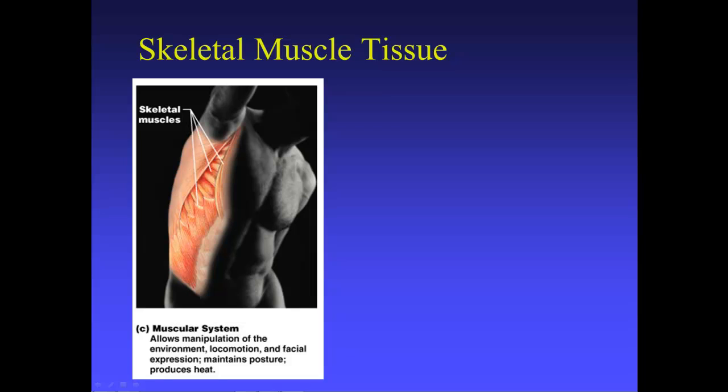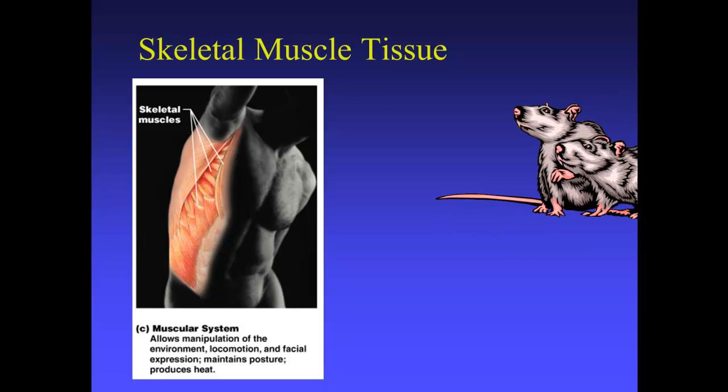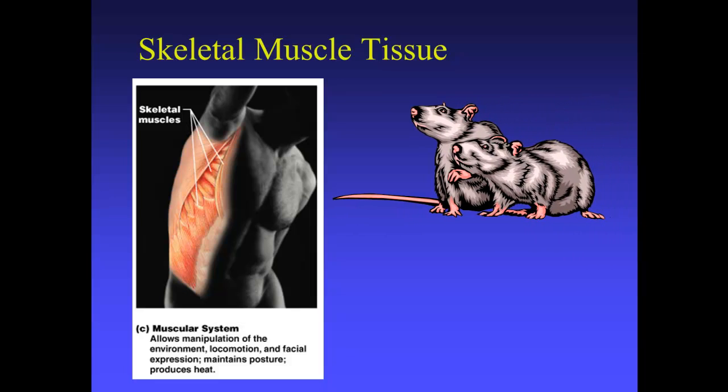Now, muscles got their name, and you can see my little friends coming into the screen here. Skeletal muscles got their name because when some of the first anatomists were looking at them, they looked like little mice. Apparently they reminded him of little mice running underneath the person's skin when they moved. The prefix mus actually means mouse or little mouse, so they actually looked like little mice scurrying under the skin.